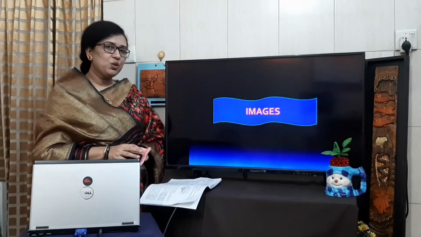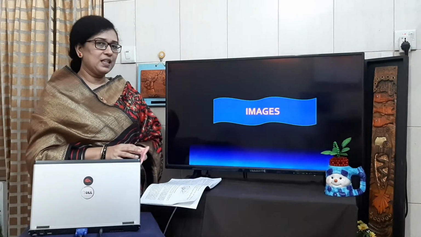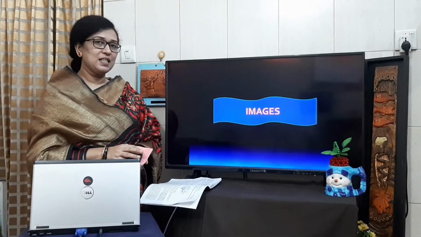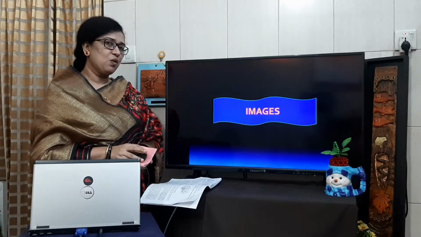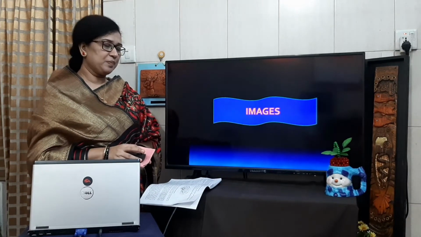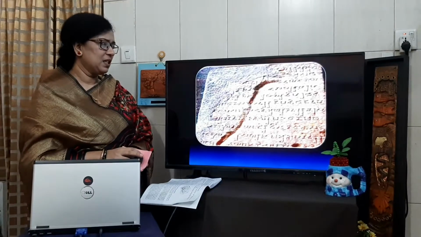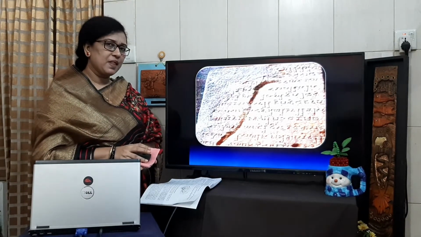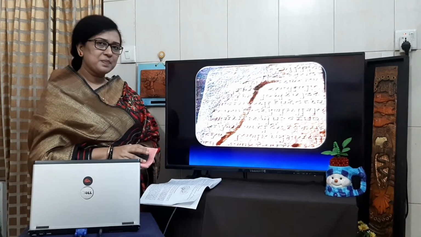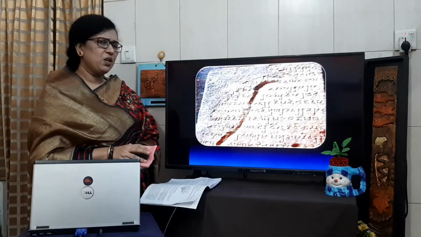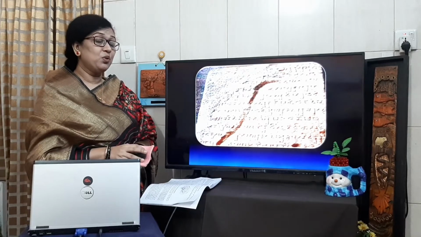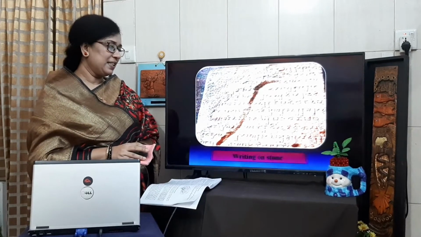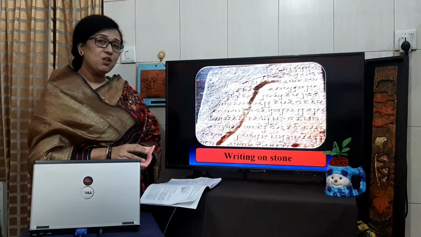Now, before going to start this lesson, look at this screen. There are some images. Just look at these images and guess what they are. The first number, look at this. Have you ever seen this? We are not familiar with this type of writing, but we have to know this. And this is writing on a stone.